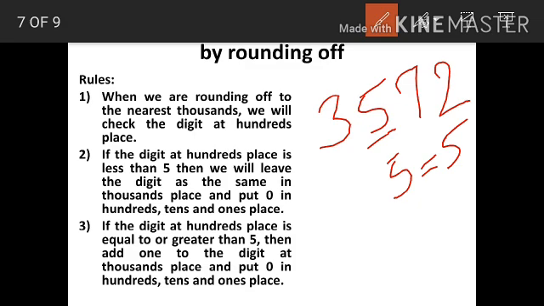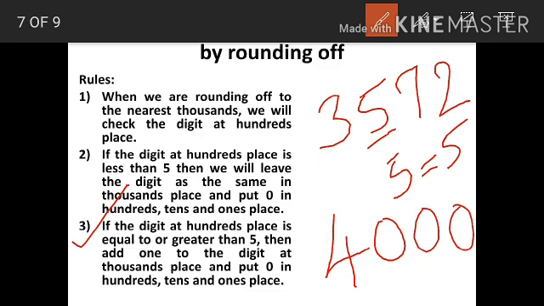Now check the third rule. If the digit at hundreds place is equal to or greater than 5, then we have to add 1 to the thousands place. So we know that here we have 5 which is equal to 5. So what we have to do? We have to add 1 to the thousands place. When we are adding 1 to 3, we get the answer as 4. What about the rest of the digits? It will become 0. We'll put 0 in the hundreds, tens and ones place. So, when we are rounding this number off, we get the answer as 4000.